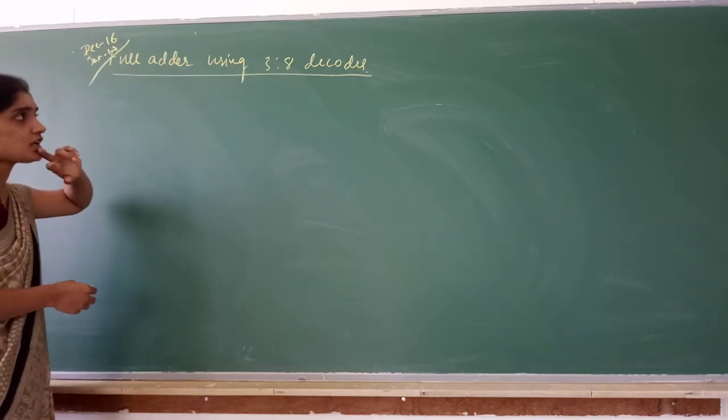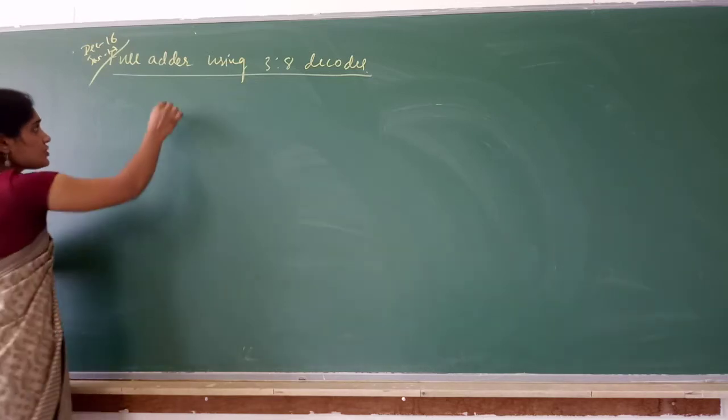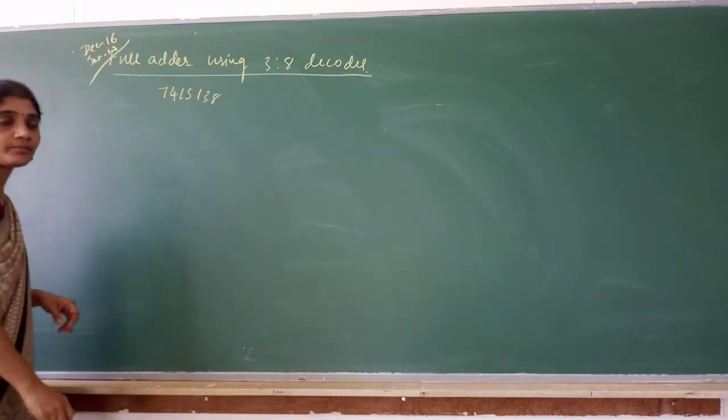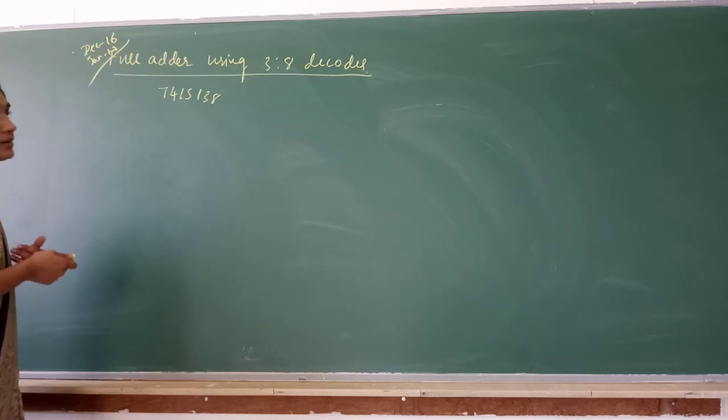Which is the 3:8 decoder we have? IC 74LS138. So let us use the 74LS138 IC to implement full adder. But before I write the pin configuration of 74LS138, let me get the min terms for full adder output.